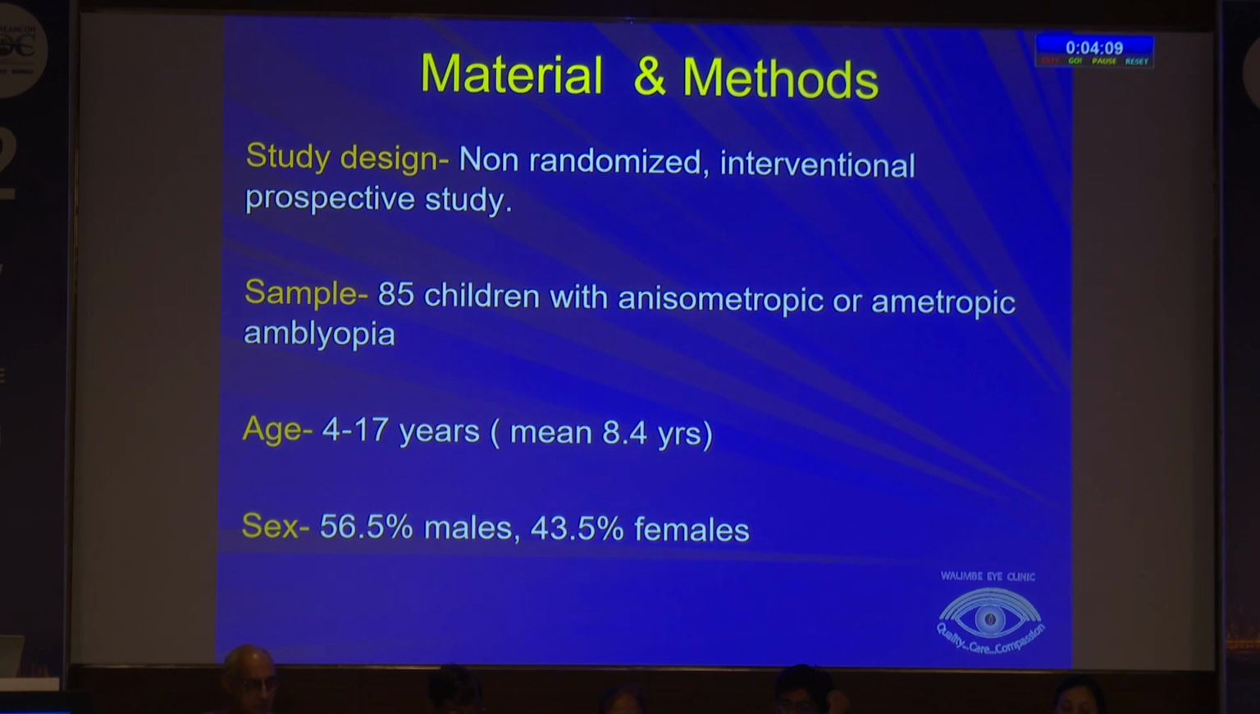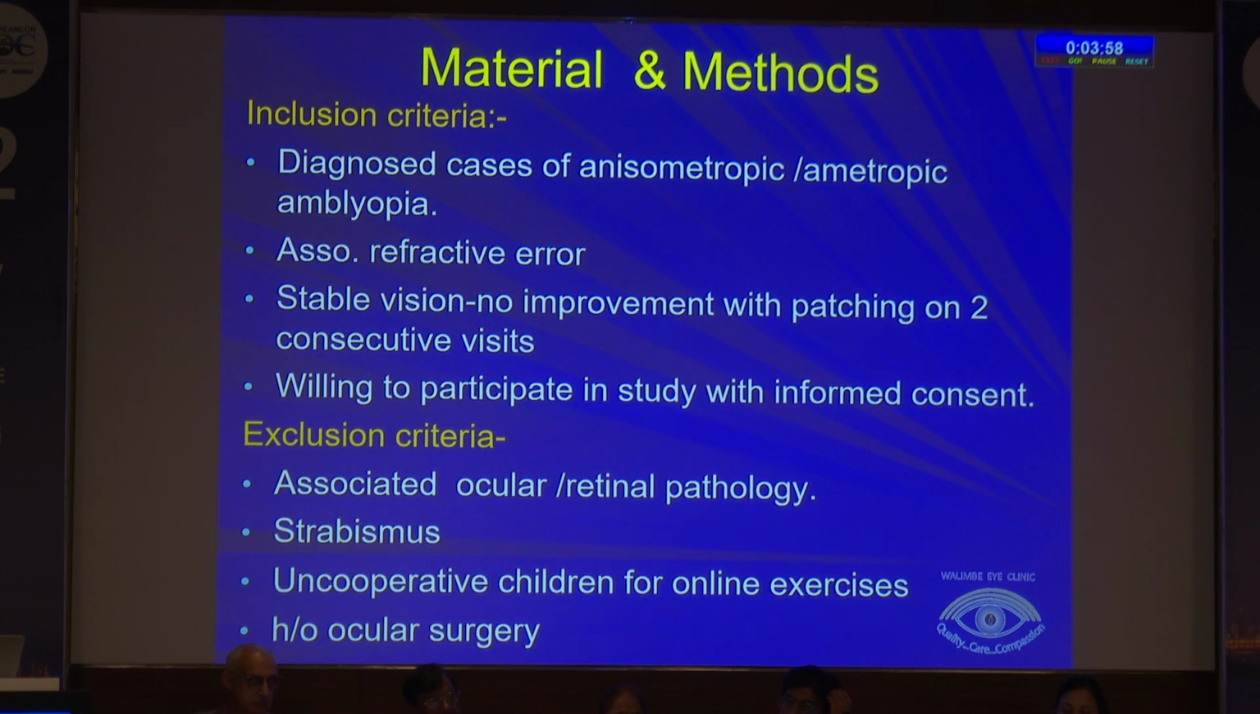Why not less than 4? Because they were not cooperative for the exercises. And for sex, around 56.5% were males and 43.5% were females. Inclusion criteria: all the patients were diagnosed cases of either anisometropic or ametropic amblyopia, and obviously with associated refractive errors. They had stable vision, meaning there was no improvement with patching on 2 consecutive visits. And they were willing to participate in the study with informed consent.